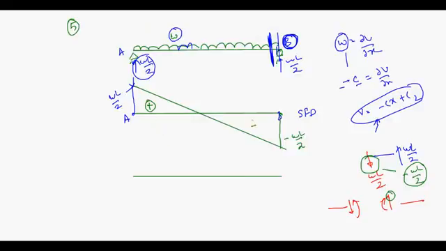So this is your shear force diagram. This is your positive and this is your negative. Is it okay? I hope you are able to understand. People get confused in sign convention, so be careful about the sign convention.